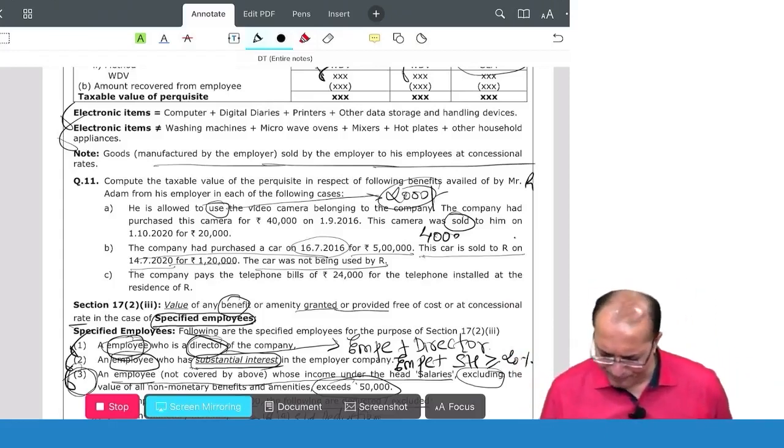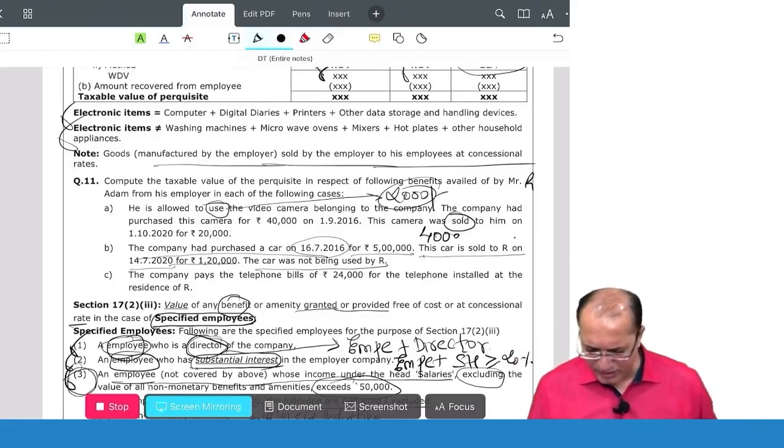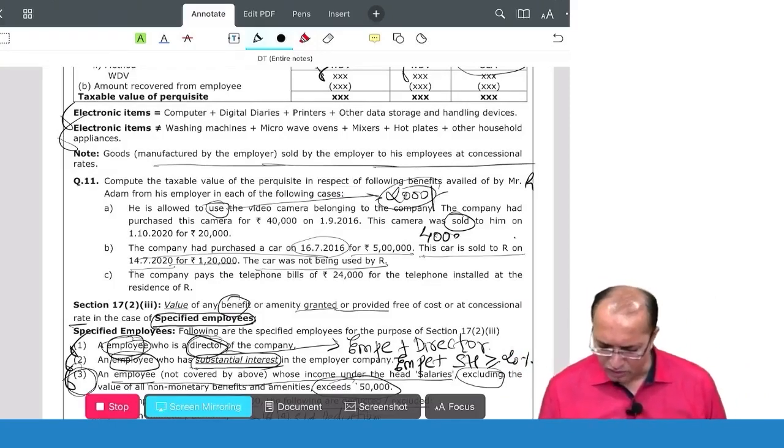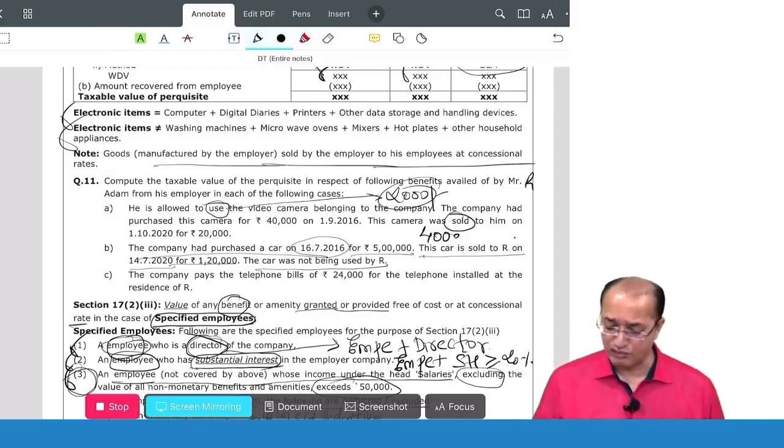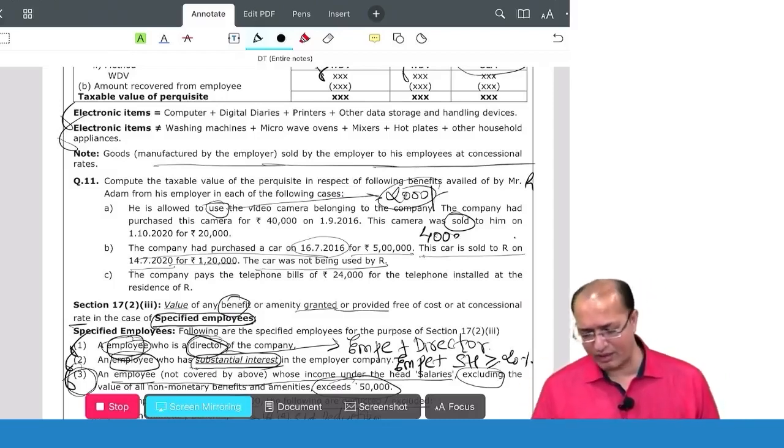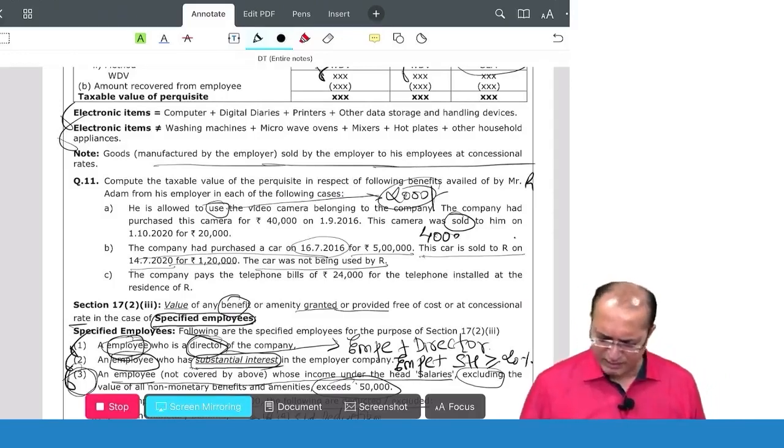The company is not benefited out of that, so I don't think that the company will manipulate. That is what the government is also thinking, that they will not manipulate the cost. That is the reason the government has taken the manufacturing cost.